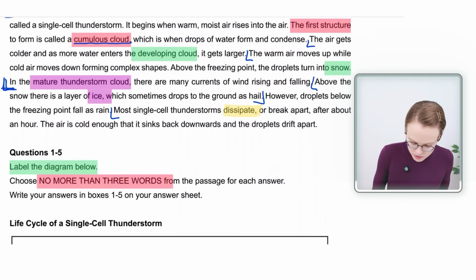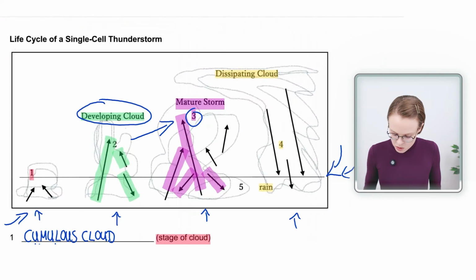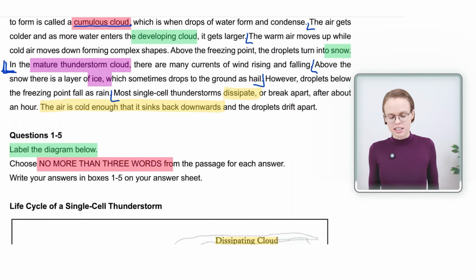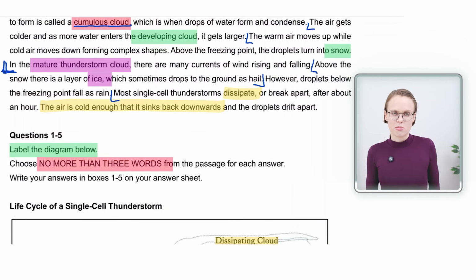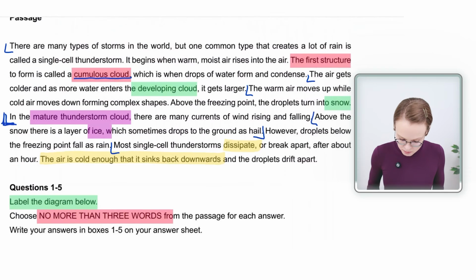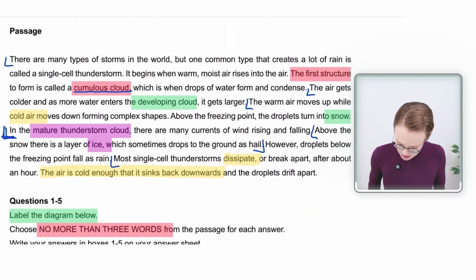Guys, here it says, the air is cold enough that it sinks back downwards. So obviously, the arrows pointing downwards stand for cold air, right? Now, but it doesn't say cold air here. It only says the air is cold enough. But we are only allowed to write down no more than 3 words. So what are we gonna do? Maybe you remember that we read something about cold air earlier in the passage. Here it is. Let's have a closer look at this sentence again, starting from here.